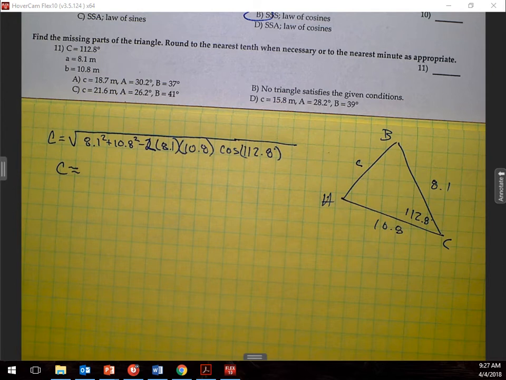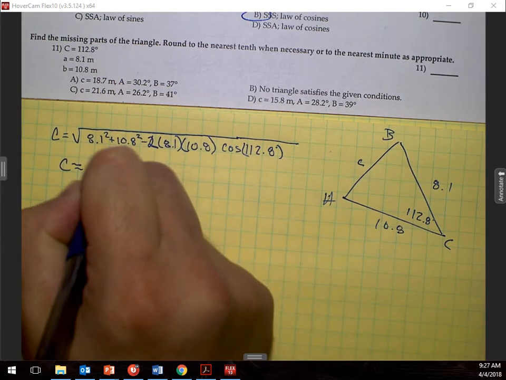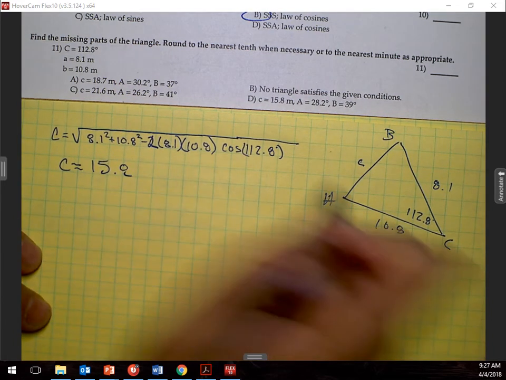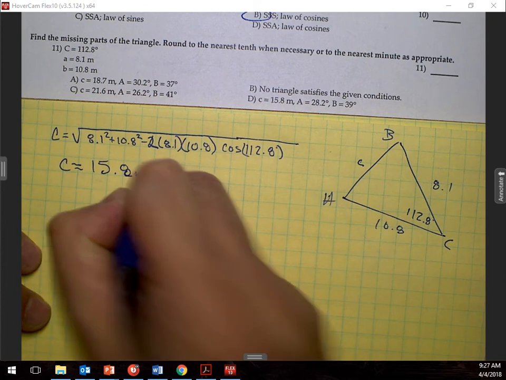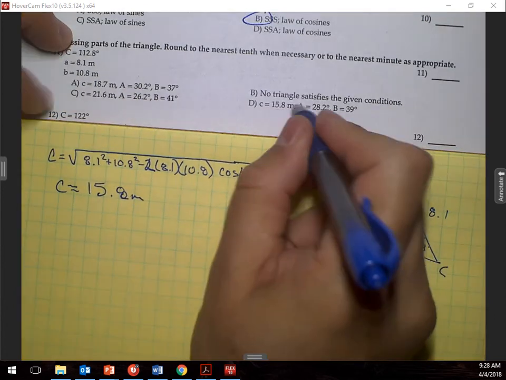All right, you people, what you got? What is it? 15 point what? 15.8? Yes. So the answer is D. Answer has to be D.